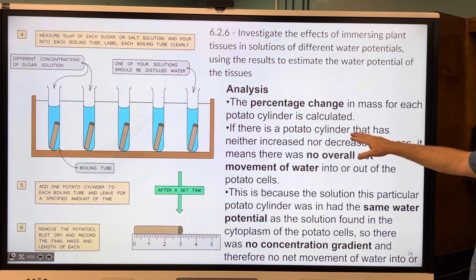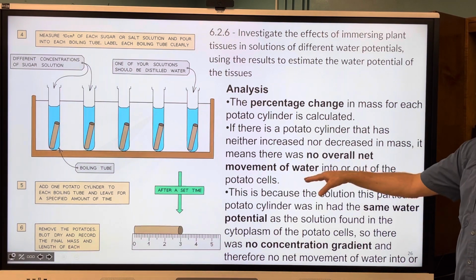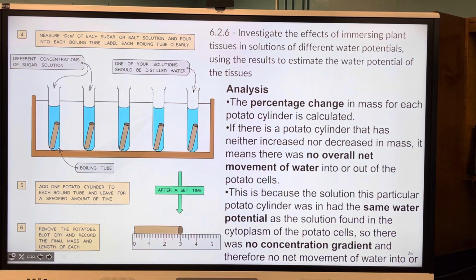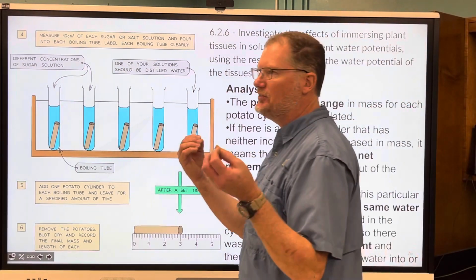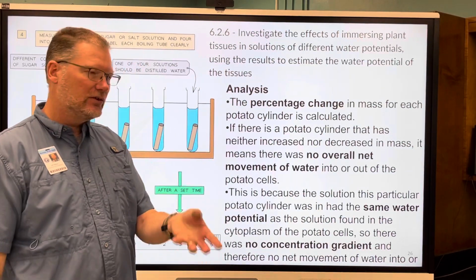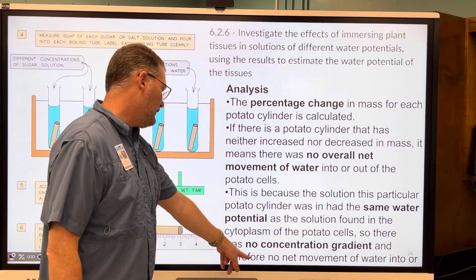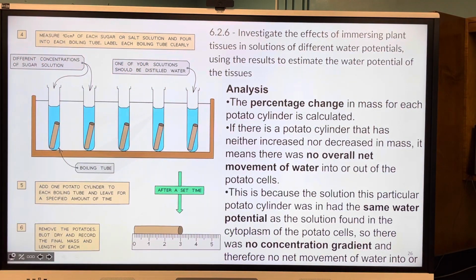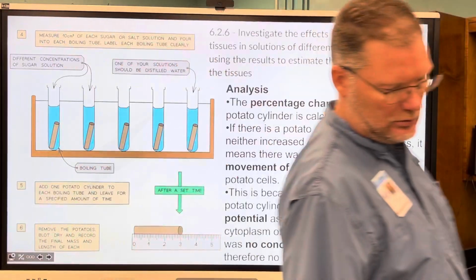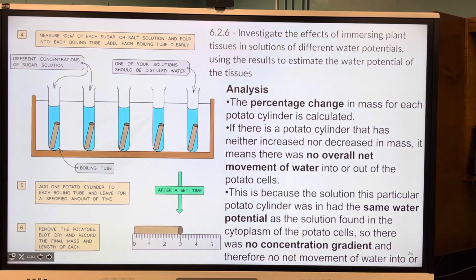So if there is a potato cylinder that has neither increased nor decreased, there's no overall net movement. That's really simple. That's because the solution of this particular cylinder was at the same water potential as the cells of the potato itself. So there was no concentration gradient and therefore no net movement of water into or out of the cells.